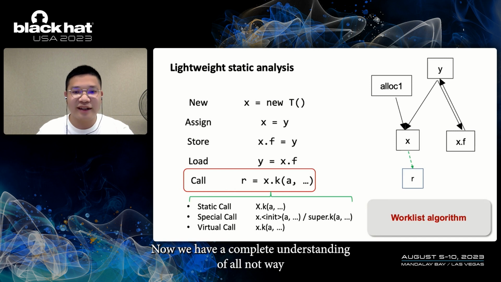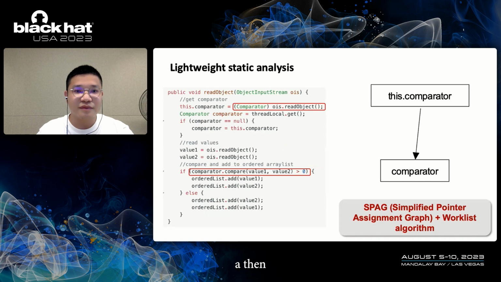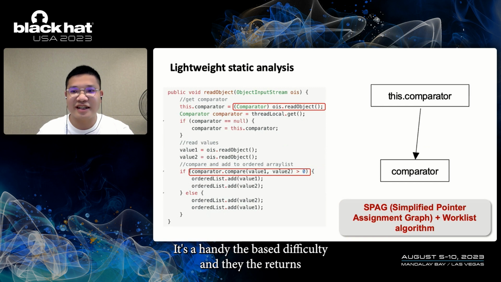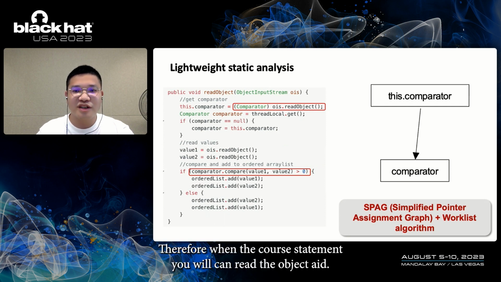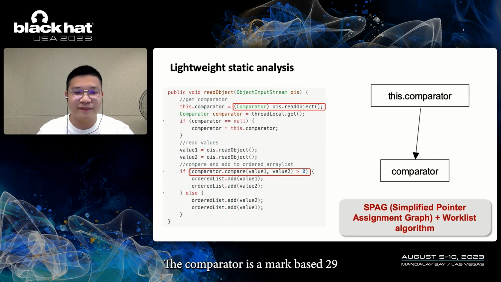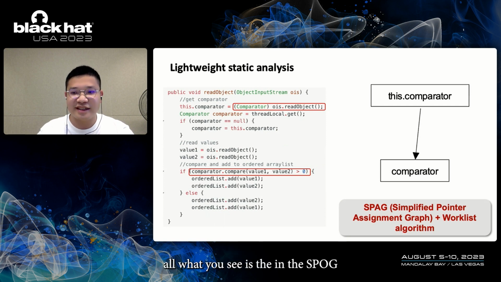Now, we have a complete understanding of how the lightweight static analyzer works. Let's return to our previous example. As I mentioned earlier, the readObject method is handled specifically, and its return value is marked as tainted. Therefore, when the call statement invoking readObject is processed, this stored comparator is marked as tainted. Next, the taint propagates along the edge of the SPAG, and the comparator is also marked as tainted. At this point, the taint propagation in the SPAG halts. All vertices in the SPAG are tainted.